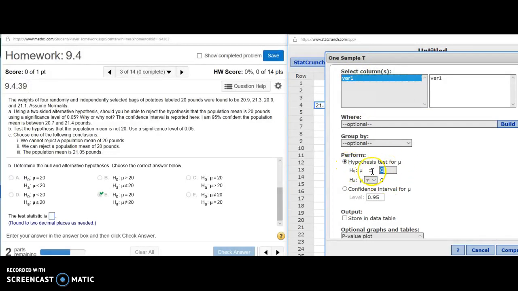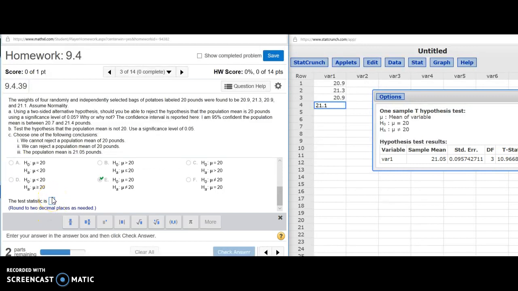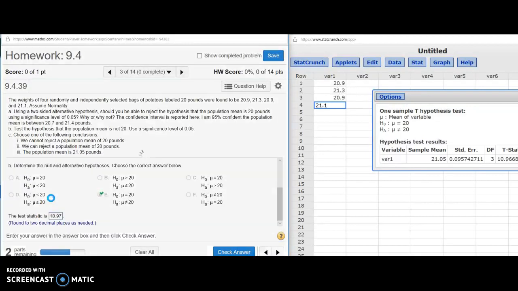I need to go in here and say my hypothesis test is I'm testing the mean is 20, and then this sign does not need to change, and then I hit compute. And my test statistic is 10.966892. Rounded to 2 decimal places will be 10.97. That is huge. That is so far from 0.